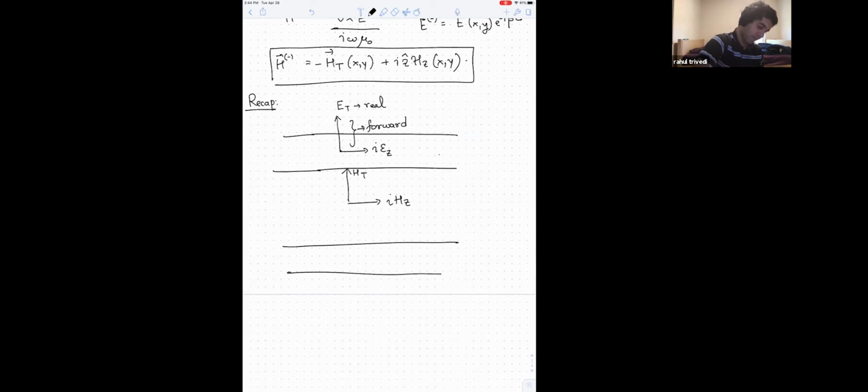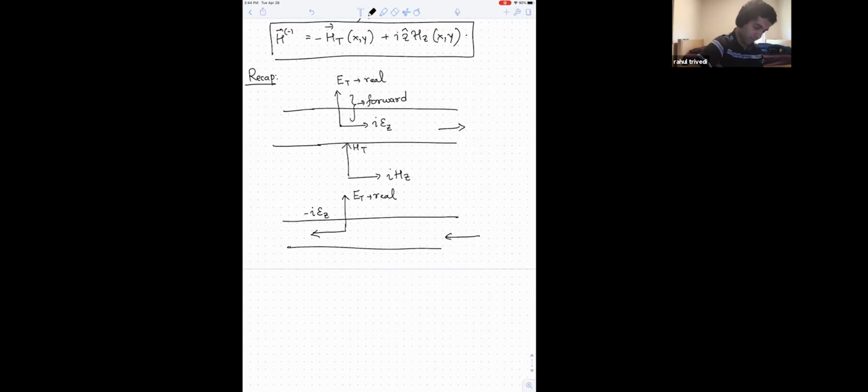What about a backward propagating wave? So for a backward propagating wave, you have a transverse field which is real, and you have a longitudinal field which is imaginary, but it is pi by 2 out of phase with respect to the field of the forward mode. And the magnetic field has a negative, it has a transverse field which is pi out of phase with respect to the forward propagating wave. And it has a z component that is in the same direction as that of the forward propagating wave.